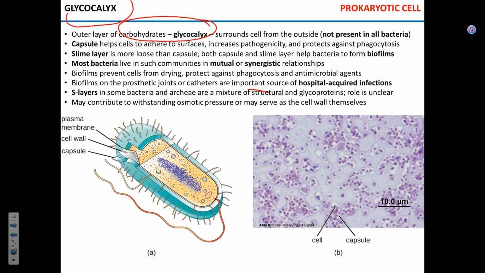In some microbes, you can find so-called S layers, whose function we don't really understand. It's a mixture of carbohydrates and glycoproteins, and it maybe just strengthens the wall, or may serve as the wall itself. You can see on this stained specimen the whitish area that surrounds the cells. That's the capsule. Okay?